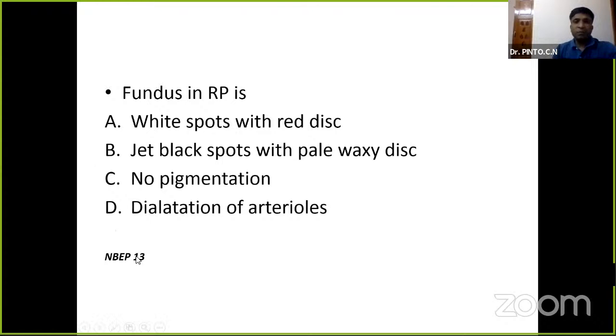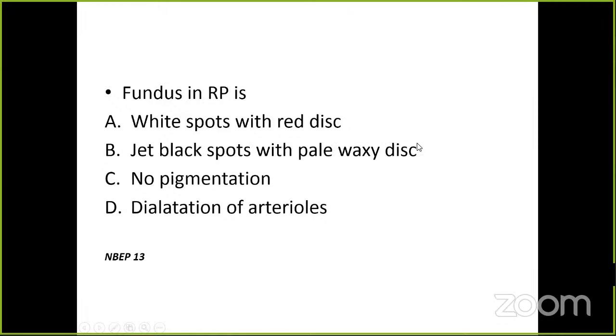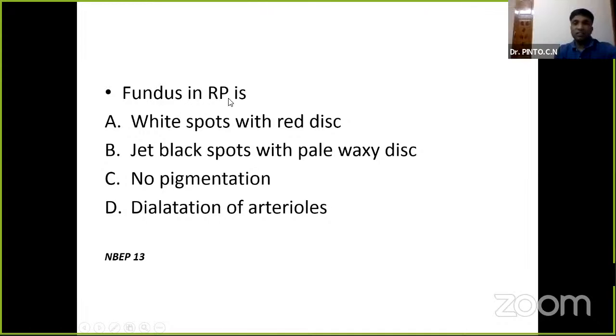Fundus in retinitis pigmentosa: white spots with a red disc, jet black spots with a pale waxy disc, no pigmentation, dilatation of the arterioles. Again, it's straightforward. Jet black spots, also known as bone spicules, with a waxy disc is the hallmark in a case of retinitis pigmentosa. We do see pigmentation, but the vessels are narrowed.